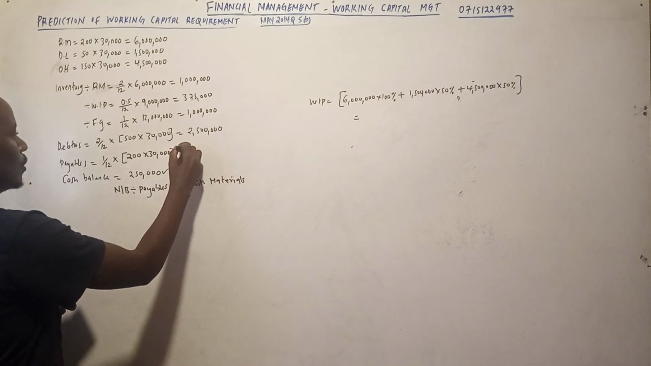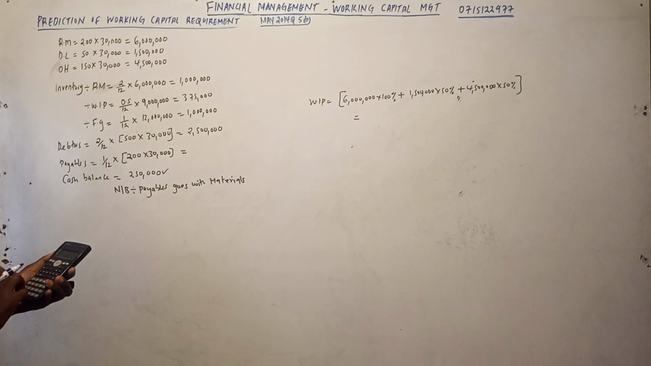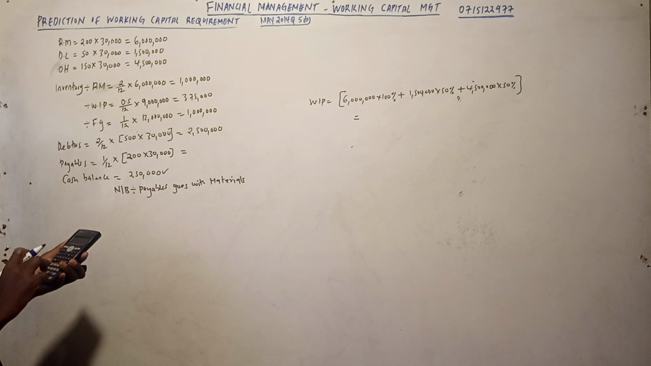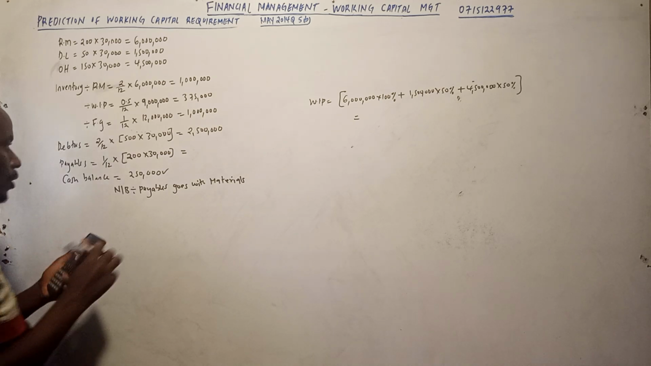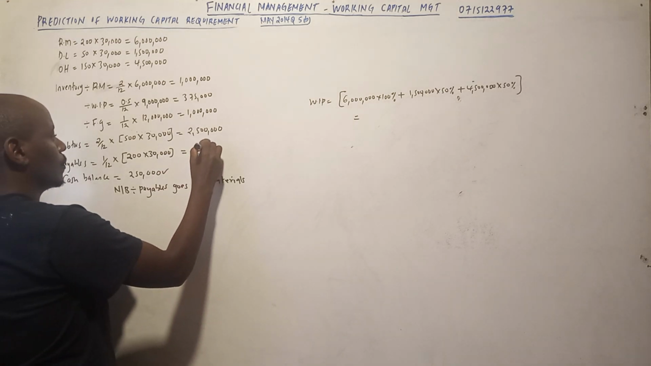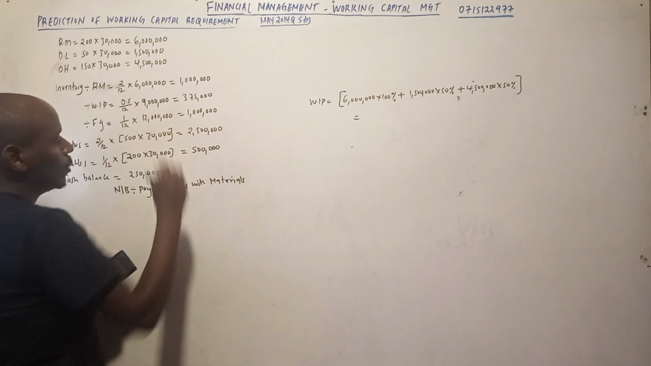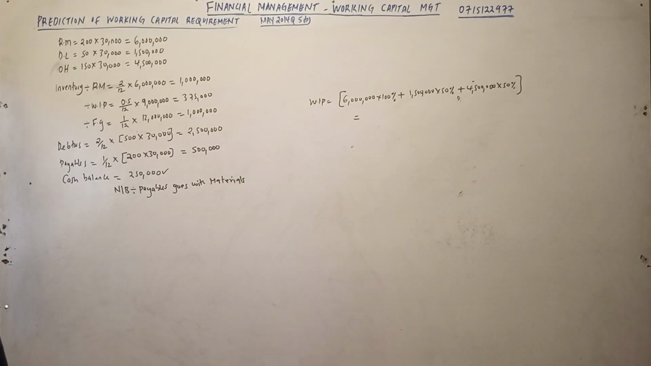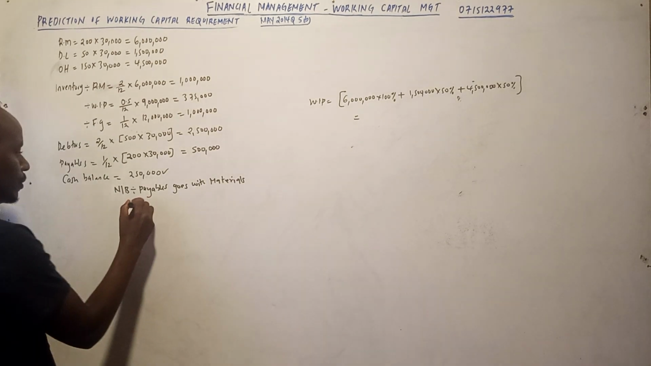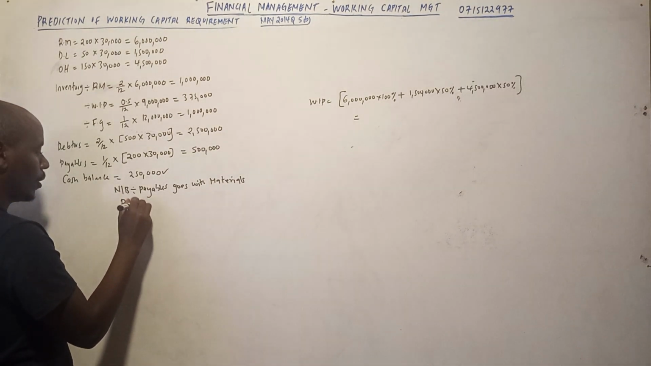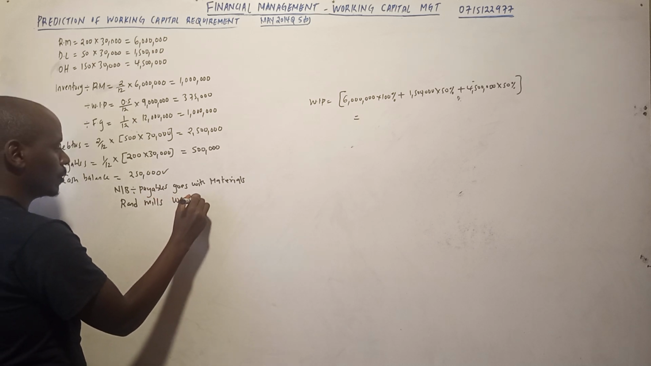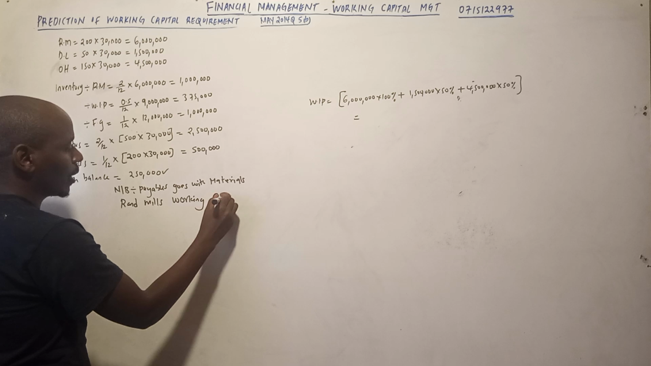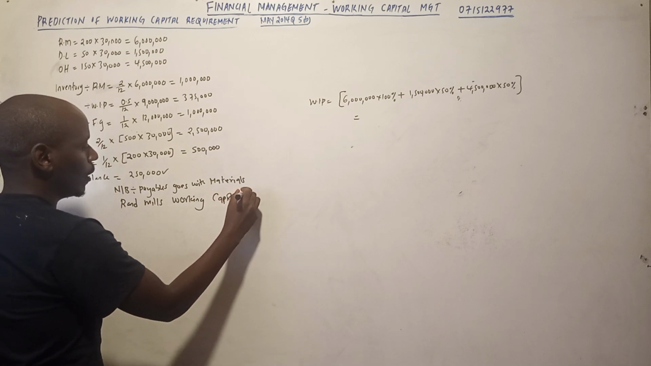Materials. That one is okay. So it will be 1/12 times 200 times 30,000, which is 500,000. Now we can come up with the working capital requirement, in rand millions.